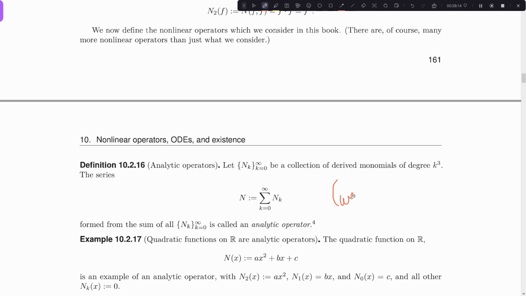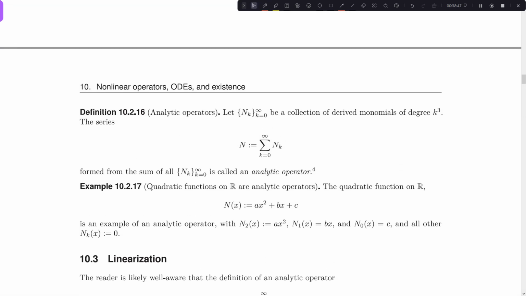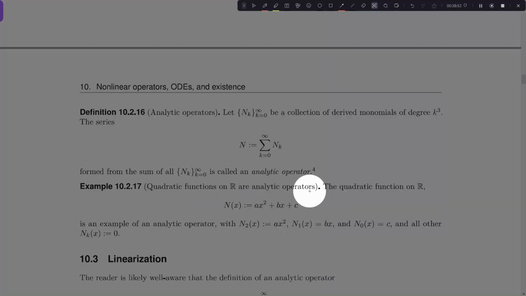Technically, we do require a convergence in the space of operators. This is a topic for graduate math. Okay, so just like analytic functions have a radius of convergence, these will also have a radius of convergence, and we need to require that in the space of operators here. But these are the ones we're considering, and I have a quick line that refers to that quadratic functions are in fact analytic operators, right?